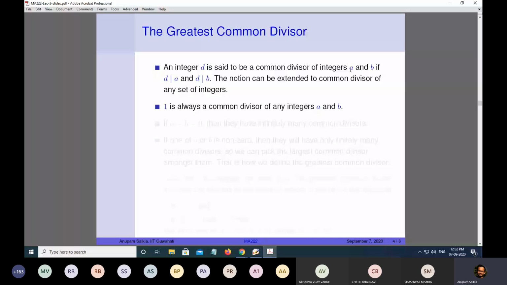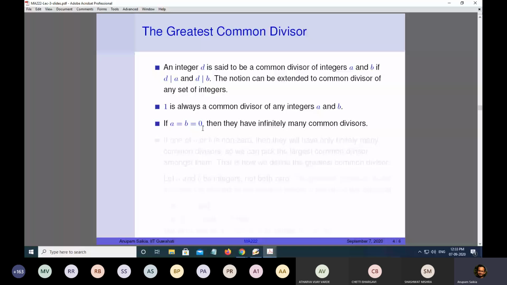But if both are 0, suppose A and B are both 0, then they have infinitely many common divisors, because every natural number is a divisor of 0, and in this case a common divisor. So what do we do when we say greatest common divisor? If we can pick a common divisor which is biggest among all, then that will be the greatest common divisor. But we cannot do that if both are 0. So 0 and 0 do not have any GCD.